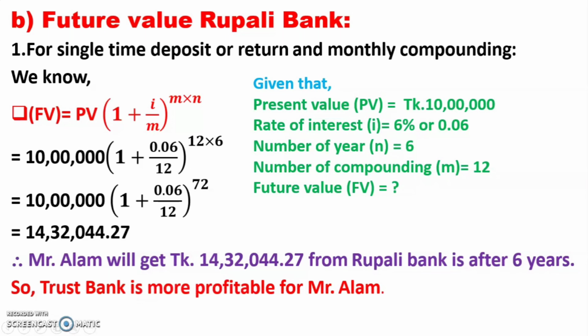So Trust Bank is more profitable for Mr. Alam, because the future value of Trust Bank is more than the future value of Rupali Bank. So, Mr. Alam invested in Trust Bank for more profit. Dear students, I hope all of you understand how to calculate future value for single deposit or return in yearly compounding, also monthly compounding. Thank you.